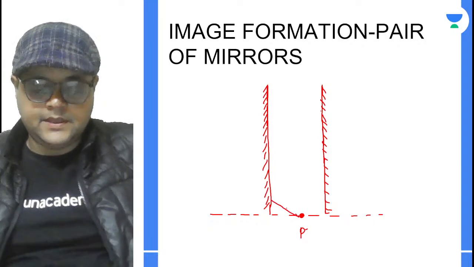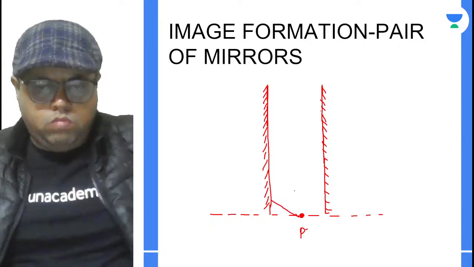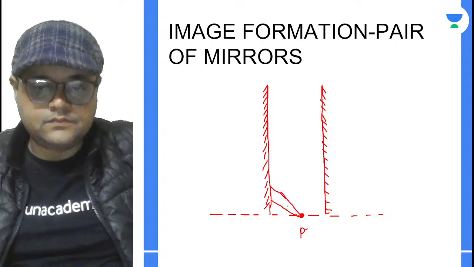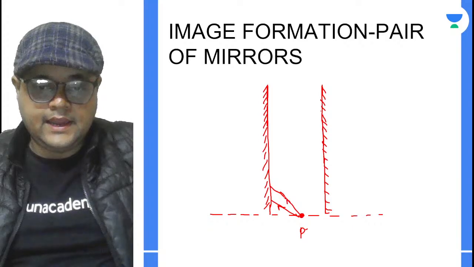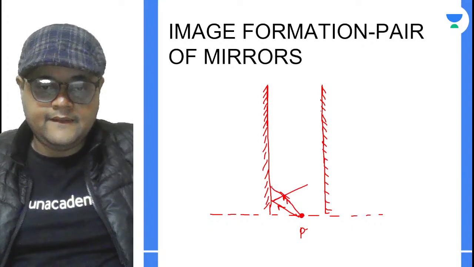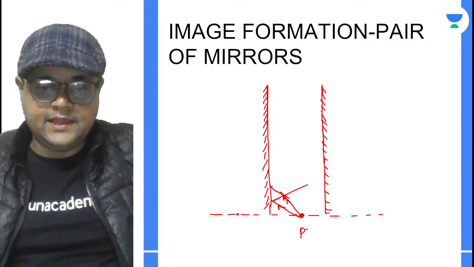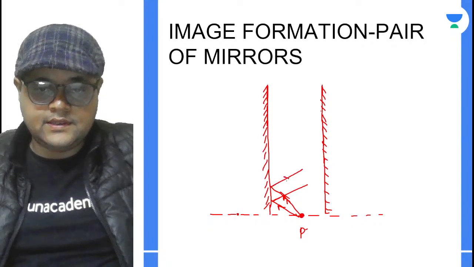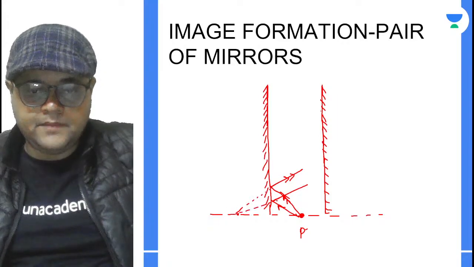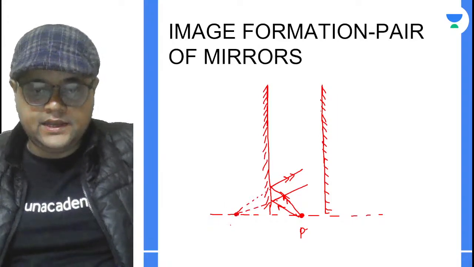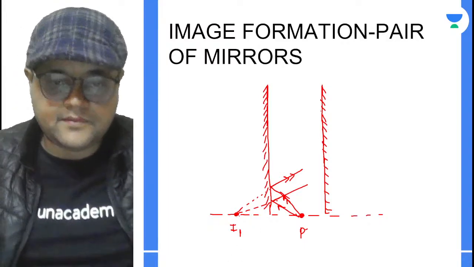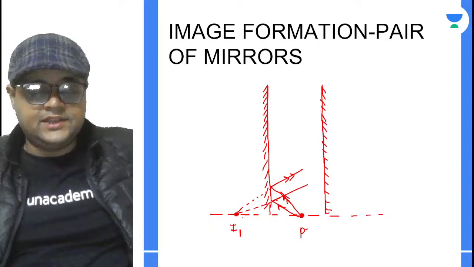Ray 1 and ray 2. Okay, this is ray 1 and this is ray 2. What will happen? Ray 1 will be reflected here, and let us suppose that ray 2 is reflected here. An image will be formed at this point. I'm calling this I1. So the very first image is formed at this particular point.